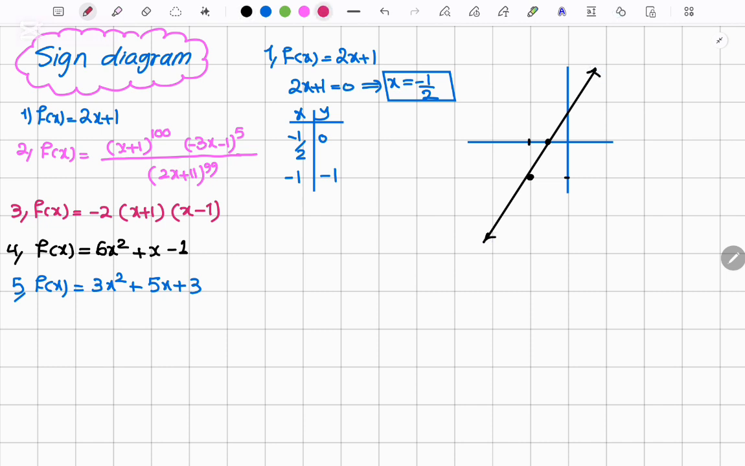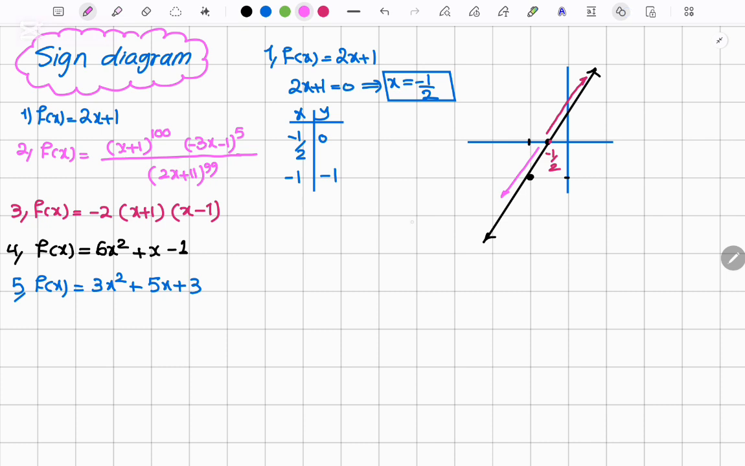Pay attention, guys. This is negative 1 over 2 here, okay? So after negative 1 over 2, my y's are becoming all positive, and before negative 1 over 2, my y's are becoming all negative. So everything is based on the zero or the x-intercept that I have over here.